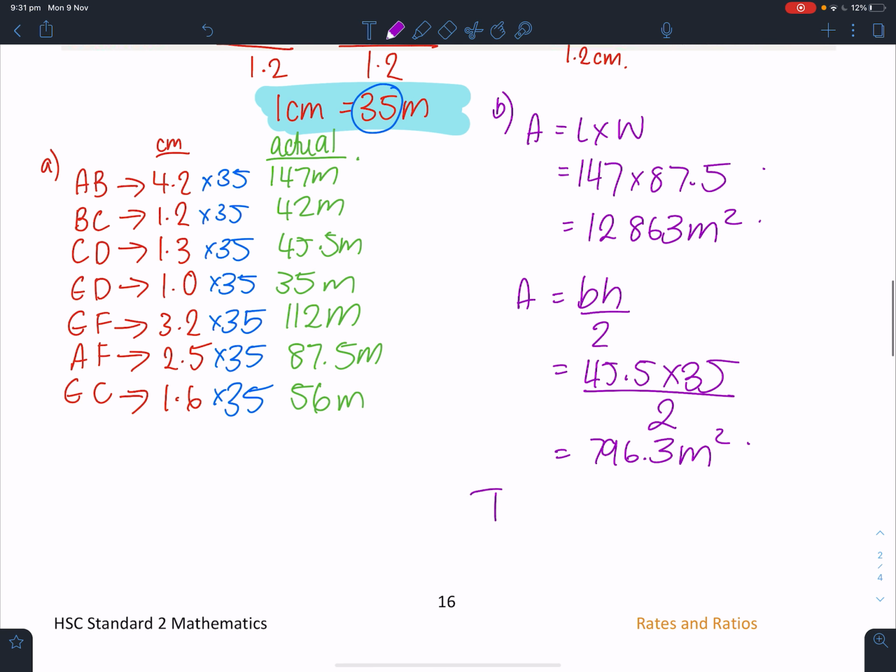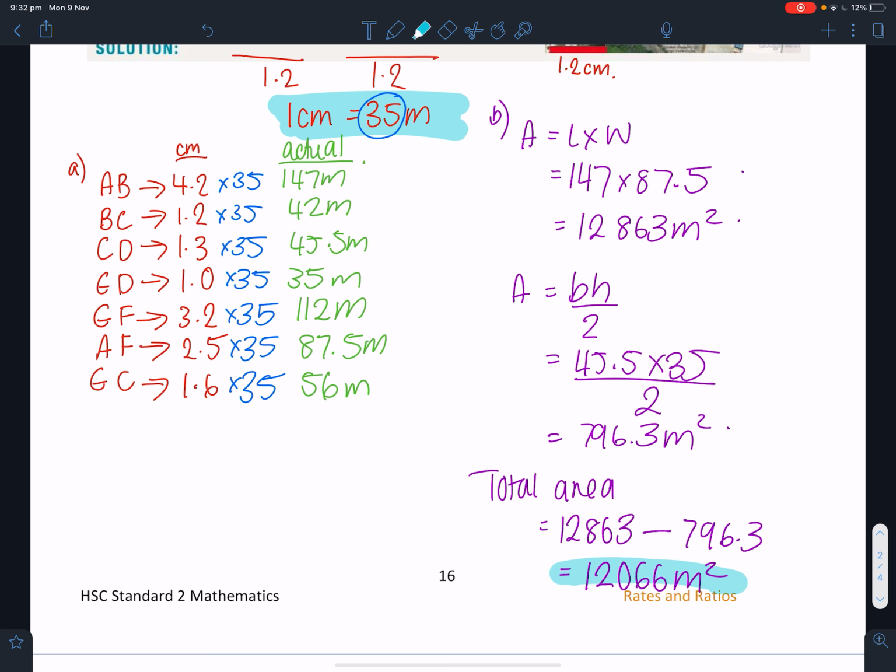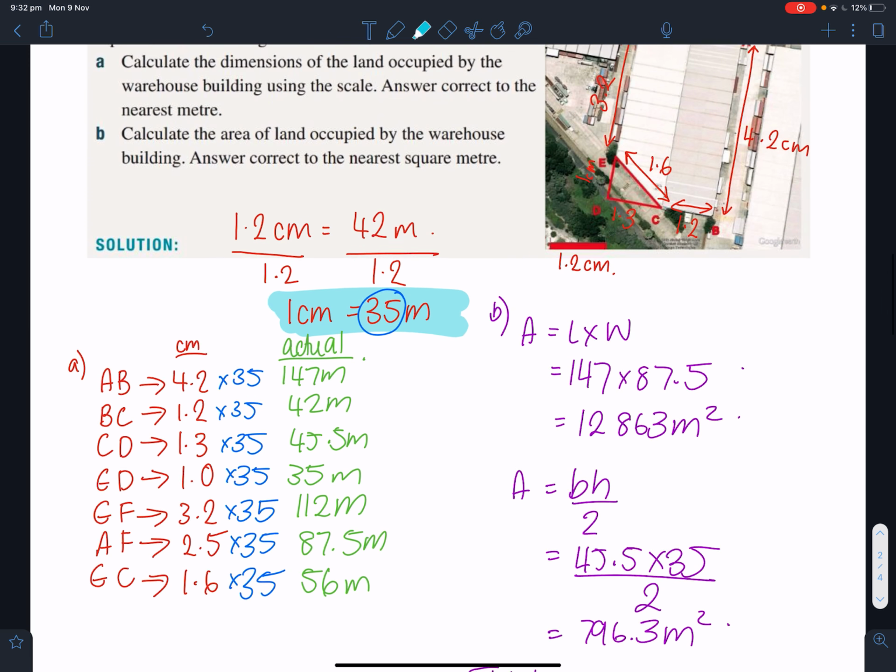So for the total area, we obviously need to take away that little corner triangle. So it'll be 12,863 minus 796.3, which equals 12,066 meters squared. That's the total area of that building.